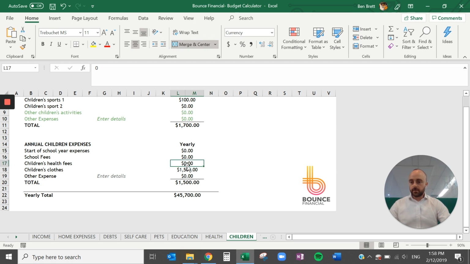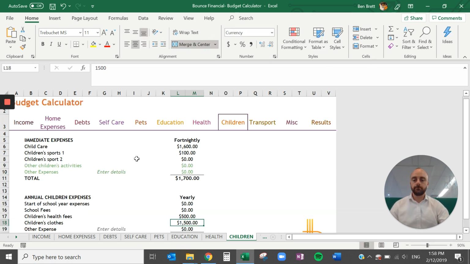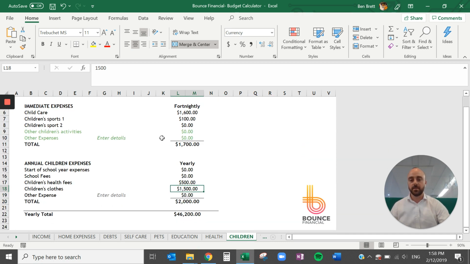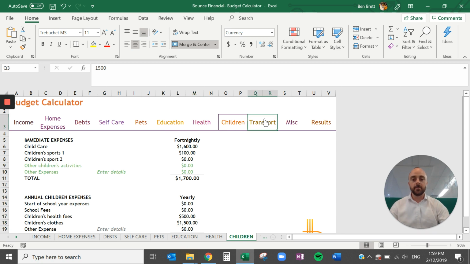Health fees, we'll put a bit in there, just for extra costs. Cool. All right, and as you can see, there's $46,200 per year for children, so that adds up pretty quickly.